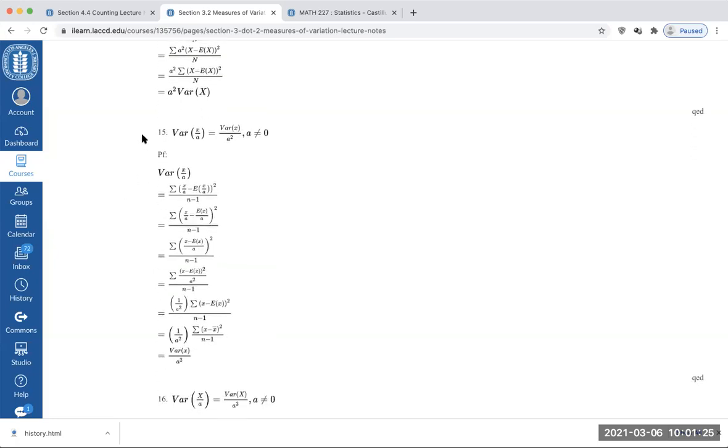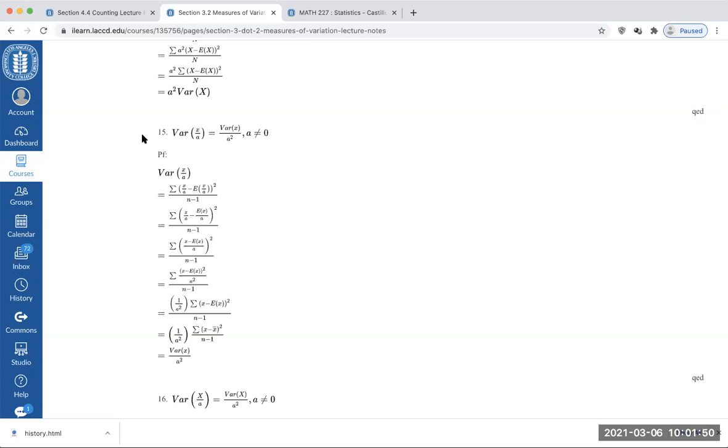The variance of x divided by a is the variance of x over a squared, so long as a is not equal to 0. You certainly don't want to divide by 0. Actually, this is a form that is very useful. It's a form that we're going to be using quite often in the next few sections.